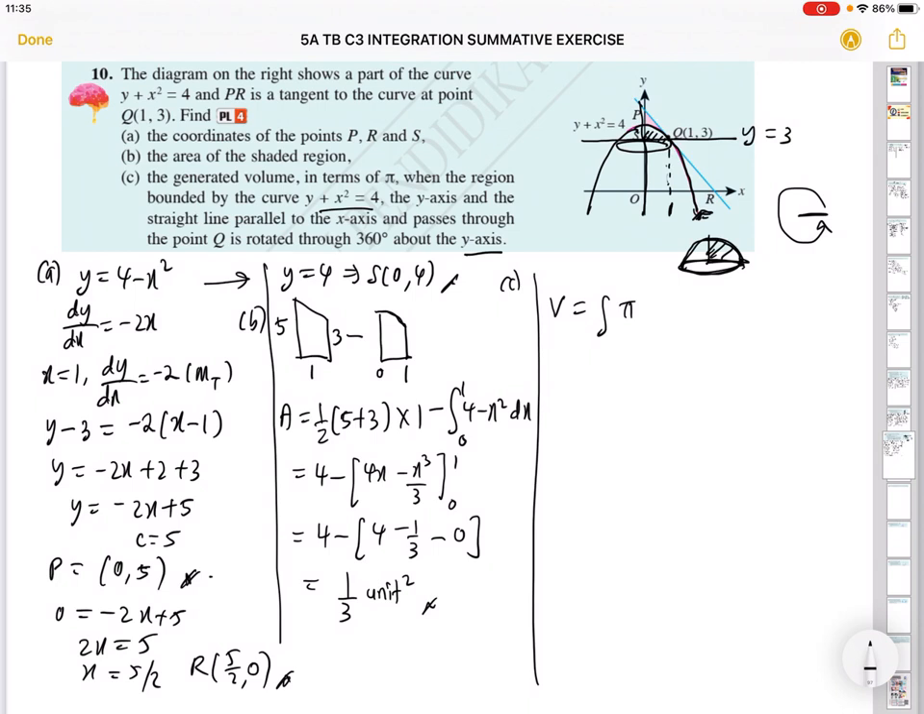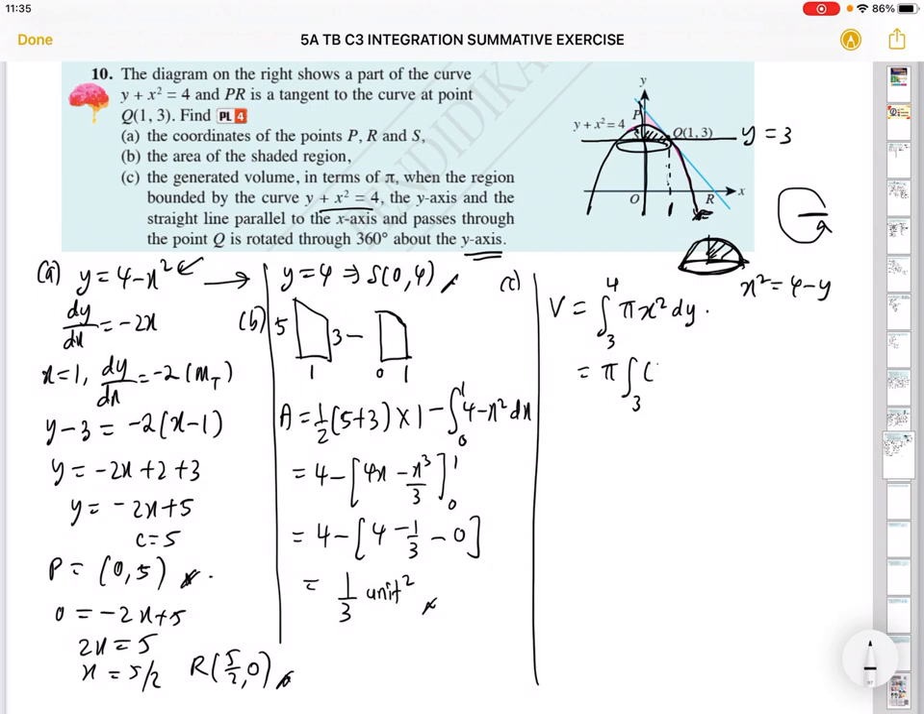Alright, now my lower limit will be 3, my upper limit will be 4 because I already know coordinate point S is 4. So let us sub inside, take out this 3 to 4. Your x squared is now 4. Make x squared the subject from here. Can you see from here? So x squared is now 4 minus y. So let's sub in 4 minus y here, dy, 3 to 4.